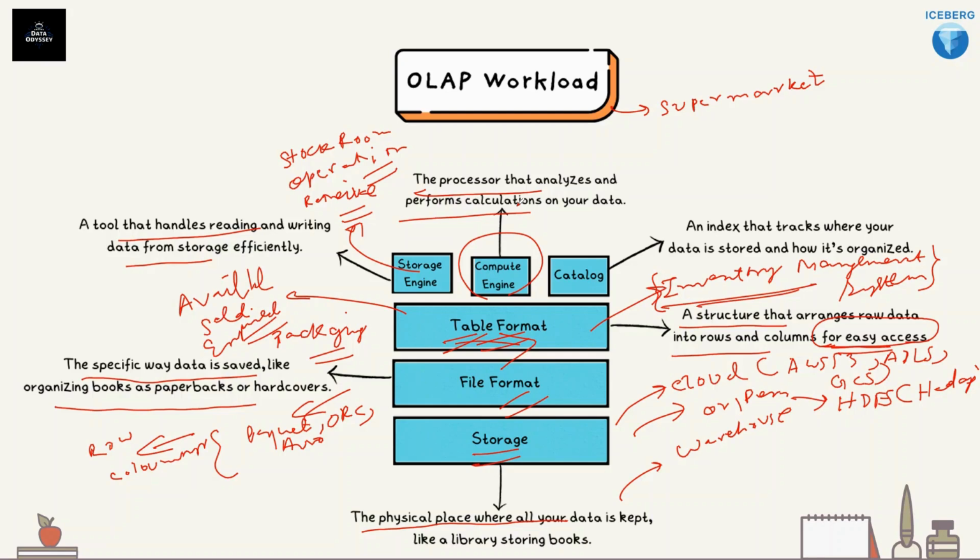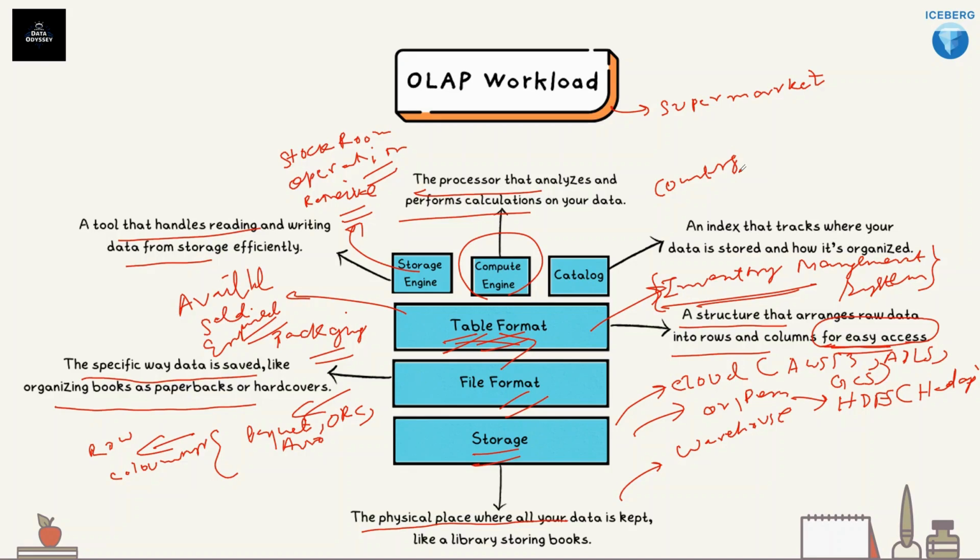Now, with an analogy to a supermarket, what is a compute engine? It's basically the checkout counters. Customers bring items to the checkout where cashiers are there, right? And these cashiers process the orders and then finally give the bill to the customers.